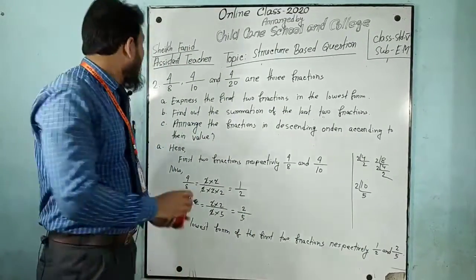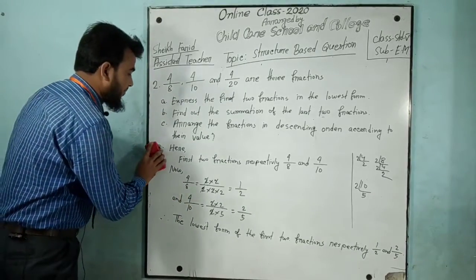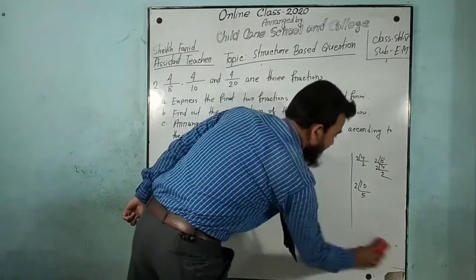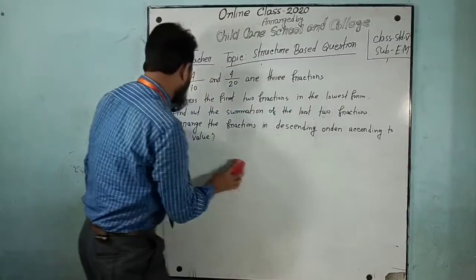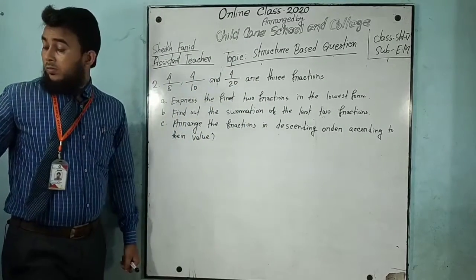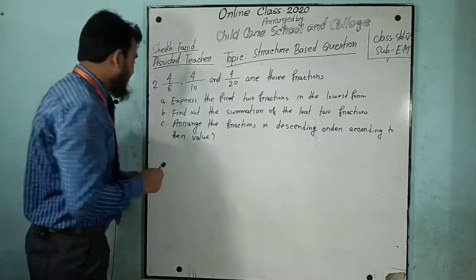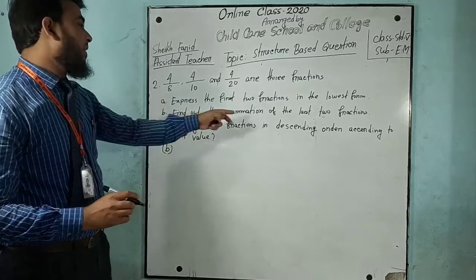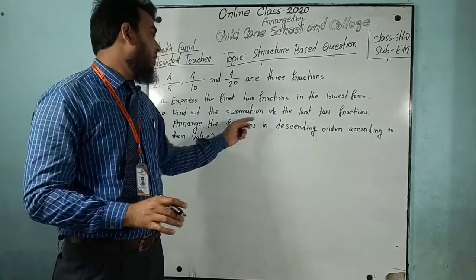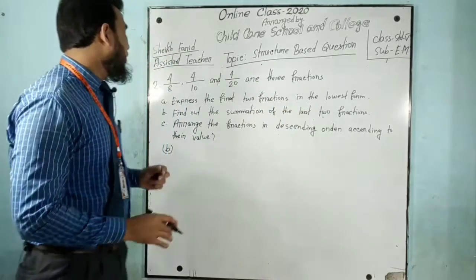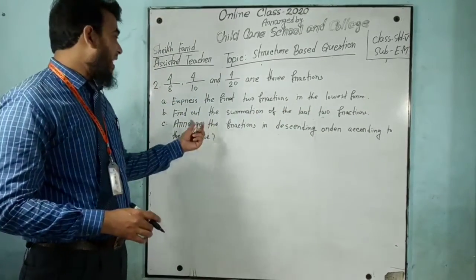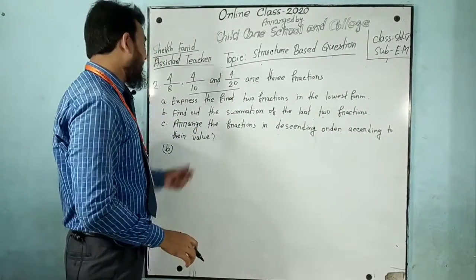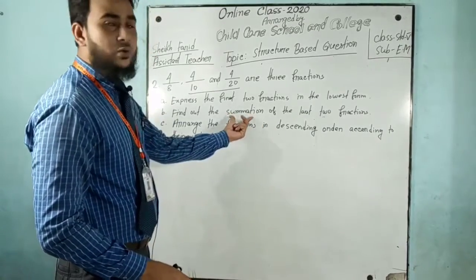Okay, now we have to do the next one, I mean B. Everyone look at the board and try to understand this, and you should obviously watch this video more attentively. Now B. Find out the summation. Summation means addition, you know that. Summation of the last two fractions. Here look, there are in total three fractions, so they ask us for the last two fractions. So these are the last two fractions. We have to add them.